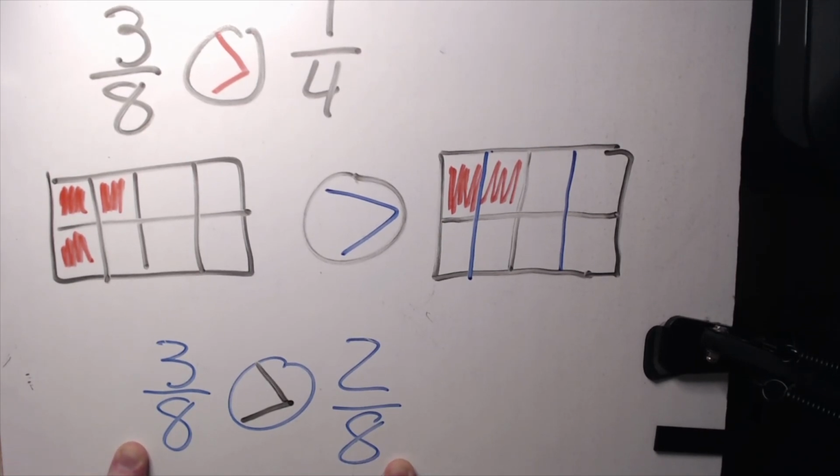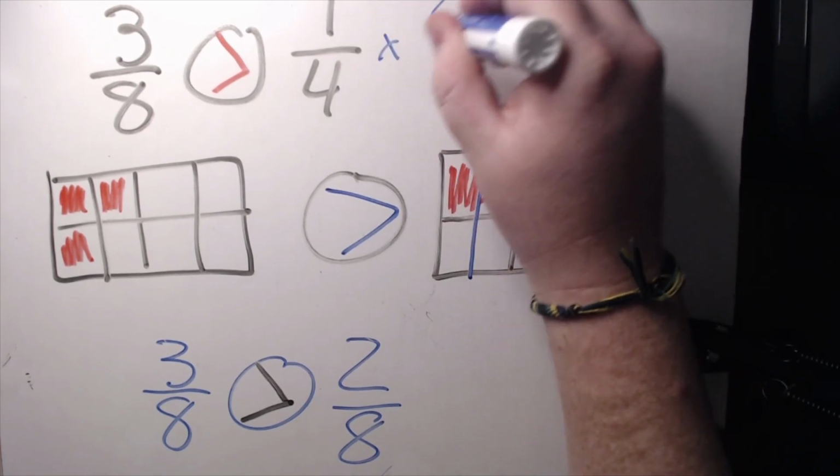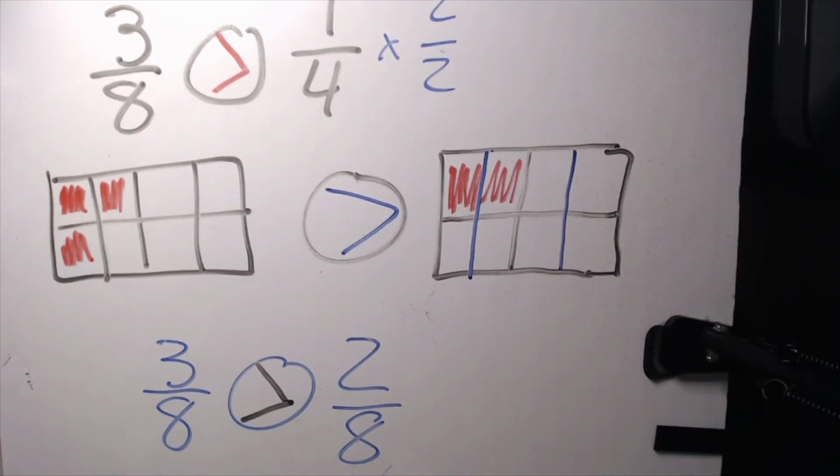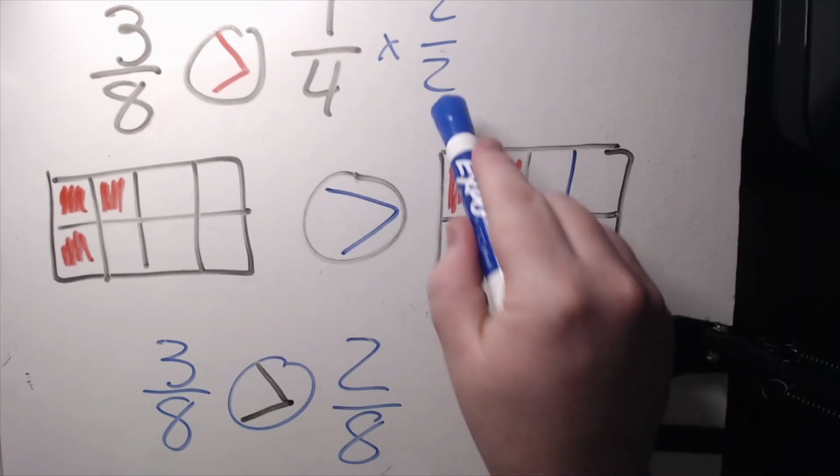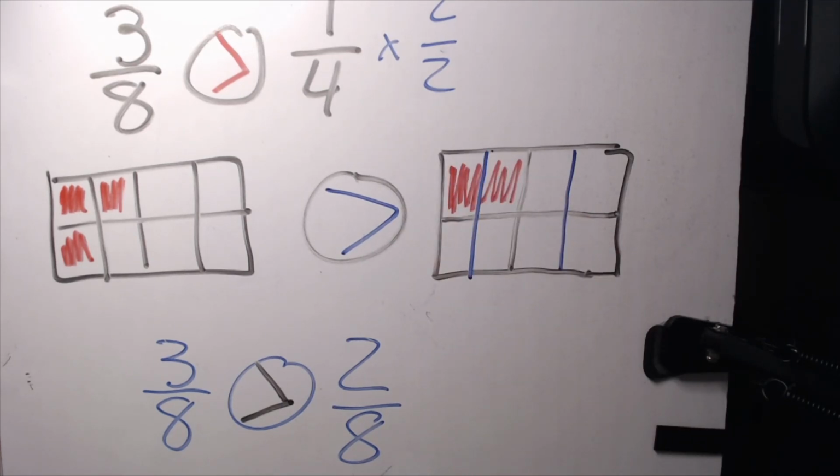Again, you can't magically make them the same number, but if you use multiplication and you multiply them by a whole, like we did right here, so we did times 2 over 2. 2 over 2 is equal to 1. As long as you're multiplying by a whole number, your comparisons will turn out correct.